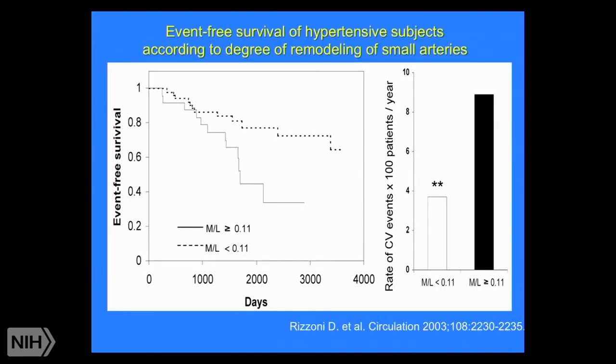Now, is it important to study small arteries in hypertensive patients? This data coming from the group in Brescia suggests that yes, that these small vessels correlate with cardiovascular events. And what they show here is that the individuals, the hypertensive individuals who had the higher level of remodeling with medial lumen ratios increased beyond 0.11 in their particular setup had a decreased event-free survival.